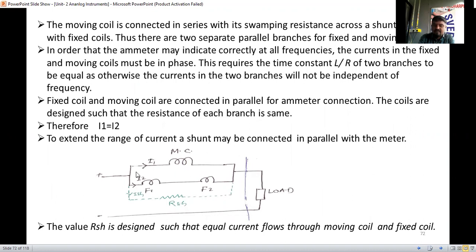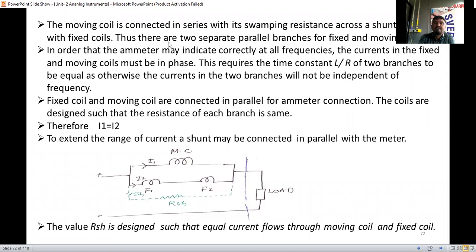Here the moving coil is there, here the fixed coil is there, and one shunt path we can connect for the extension. The value of RSH is designed such that equal current flows through the moving coil and fixed coil. The current through the moving coil should be equal to the current through the fixed coil, so whatever extra current is there, we can bypass using this RSH.